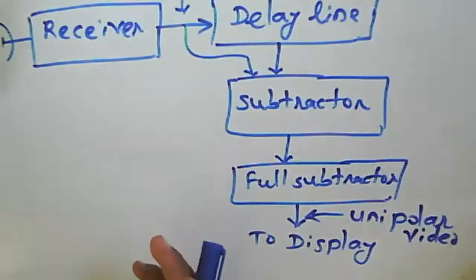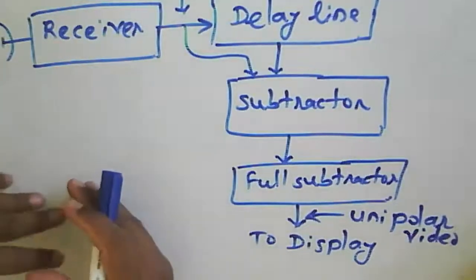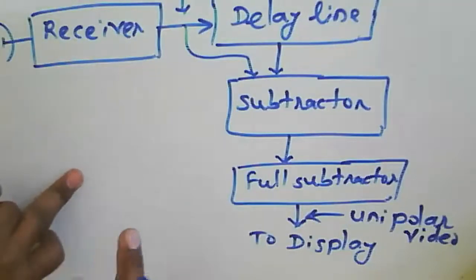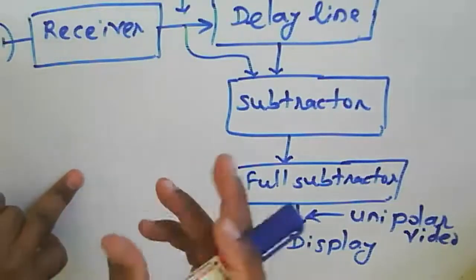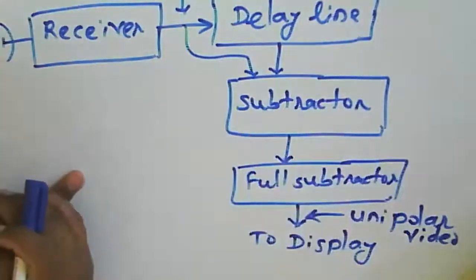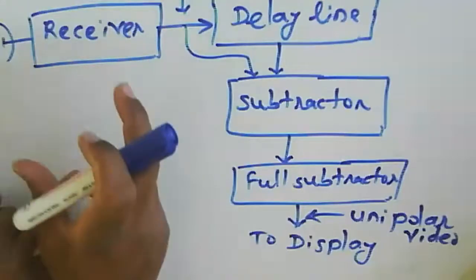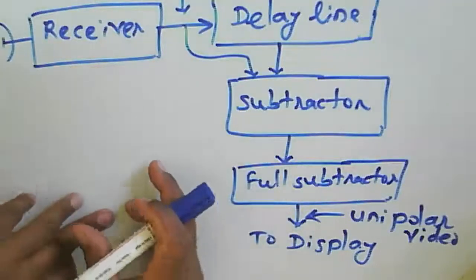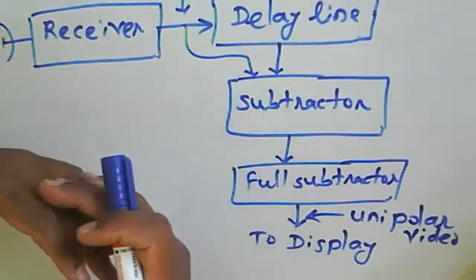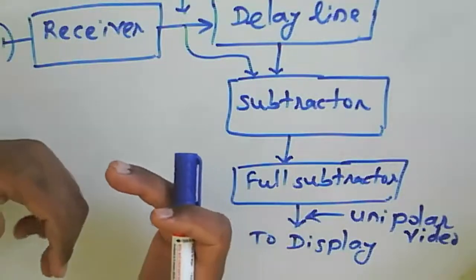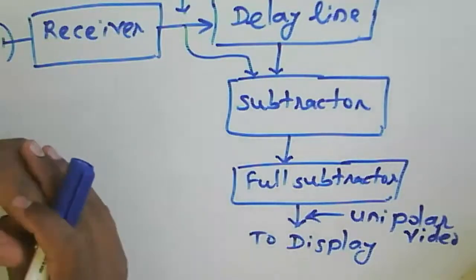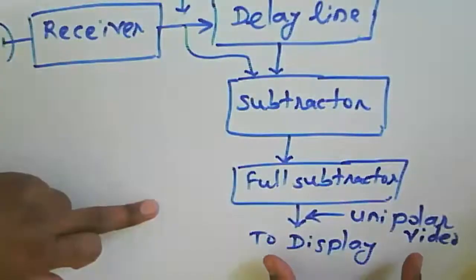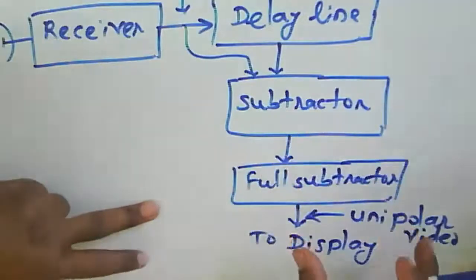Now that fixed target signal is nothing but a DC component, and the AC component is nothing but that from a moving target. So now this delay line canceller will just act as a filter. It eliminates the DC component of a fixed target and passes the AC component of the moving target, and then that signal is to be given to the display.